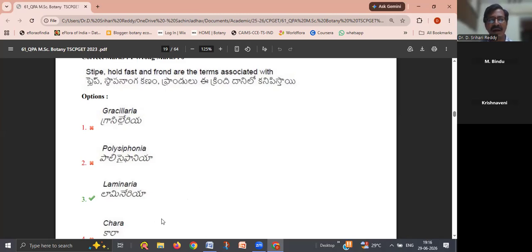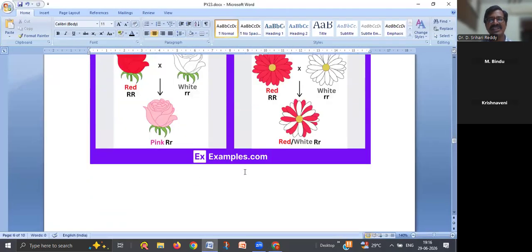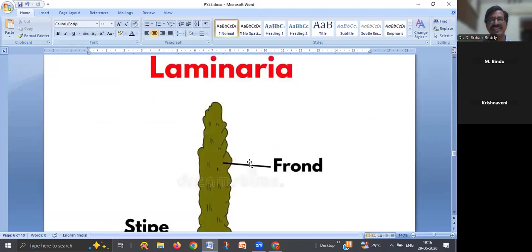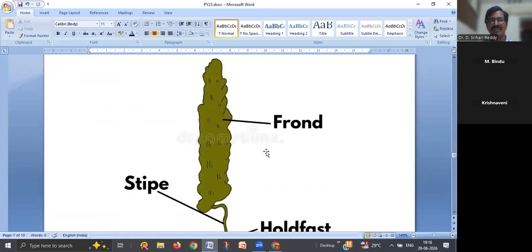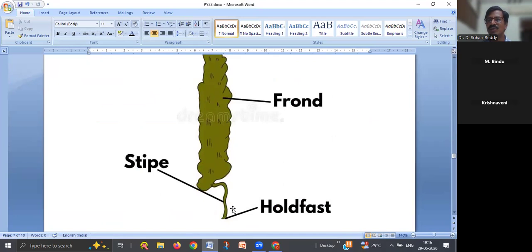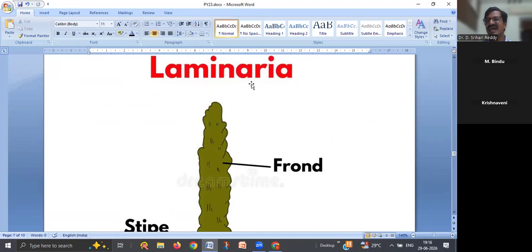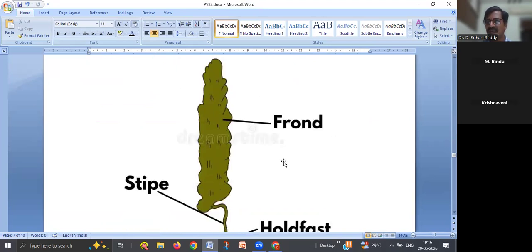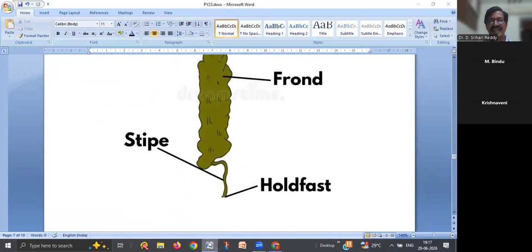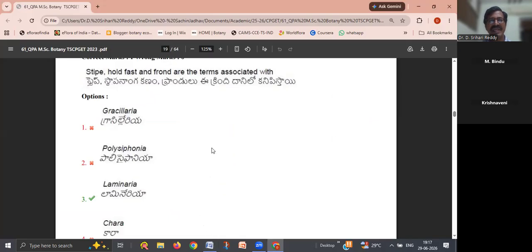Mostly Phaeophyceae consist of sea algae. And Laminaria, you see the structure of Laminaria. What is the type here? Just see here. So the holdfast is used for the attachment to the substratum. And this is the stipe, and this is the frond. In the structure of Laminaria, we find these terms. So the right answer is Laminaria.